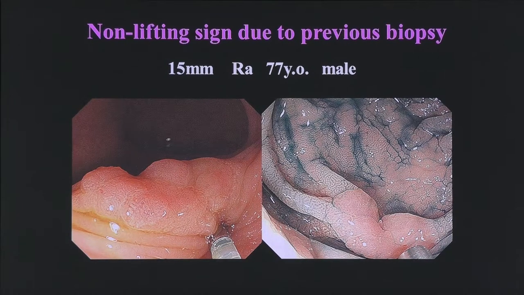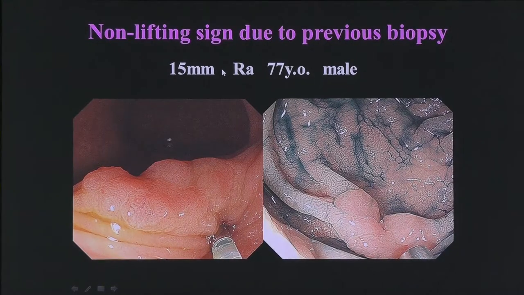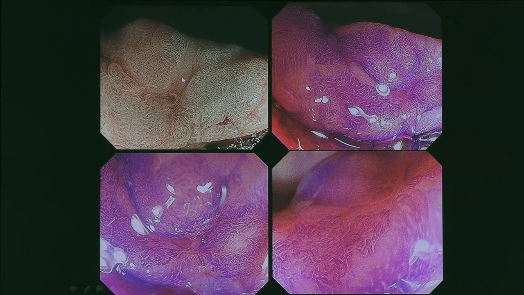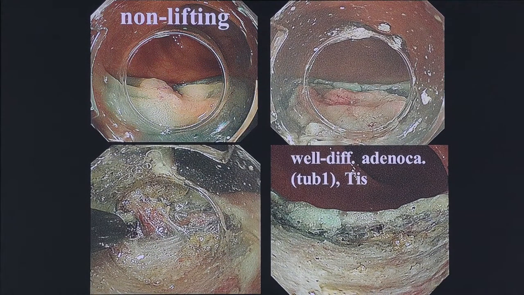And I'm going to talk a little about the biopsy. This lesion was biopsied previously. This is the scar after biopsy. But otherwise, the lesion did not look like a deeply invasive lesion. After the injection, the lift was not good. Therefore, I decided to perform ESD. The diagnosis was intramucosal cancer.